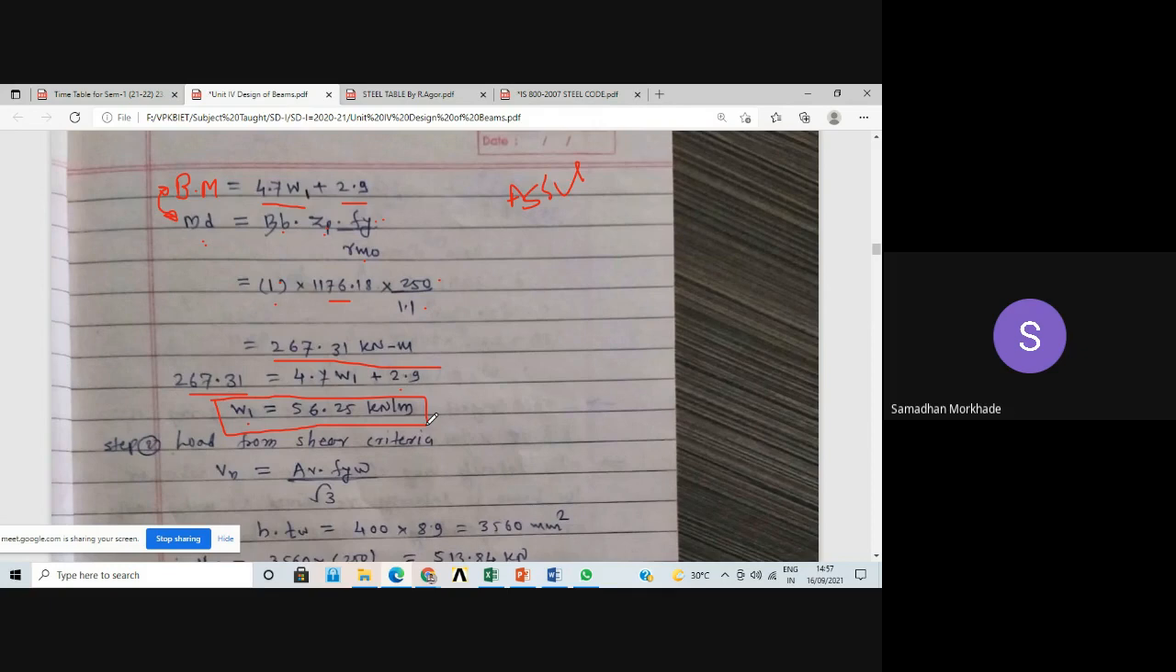56.25 kilonewton per meter. This is the first load we got from the bending moment criteria. Now the second criteria is the load from the shear criteria.